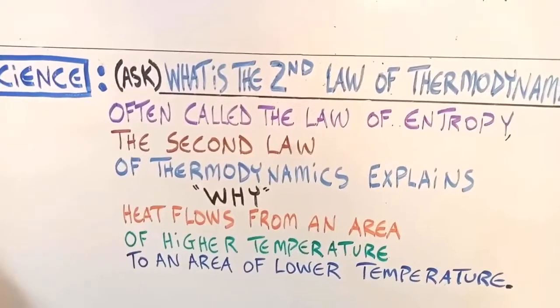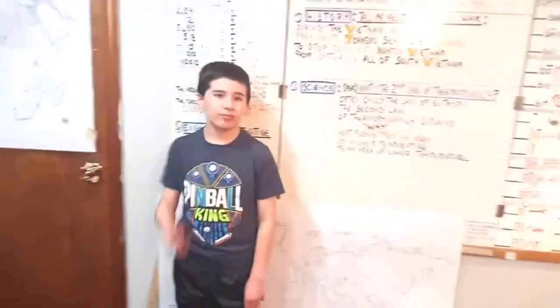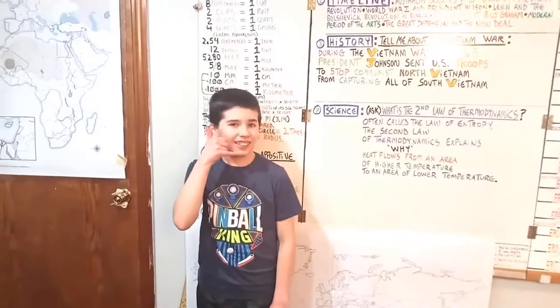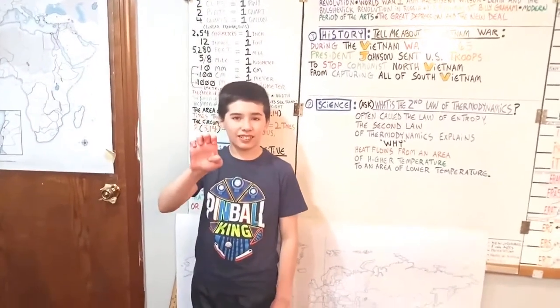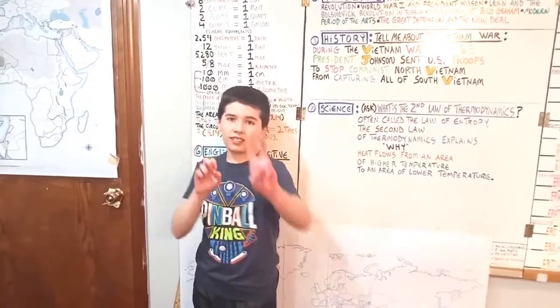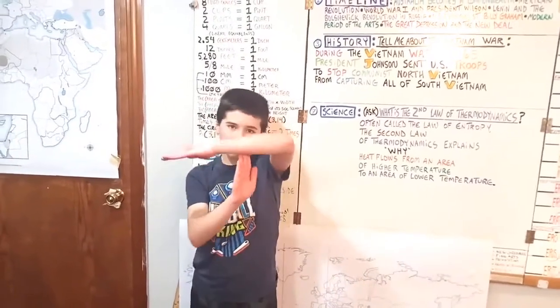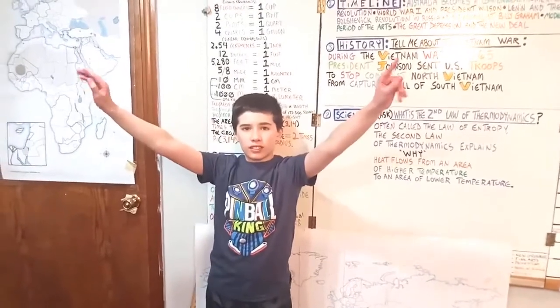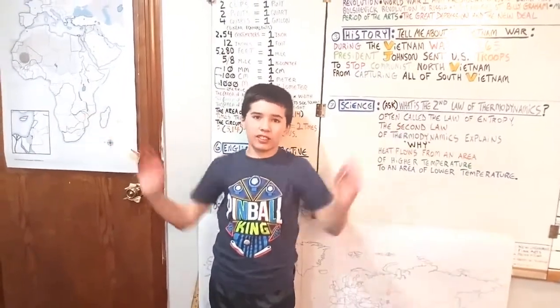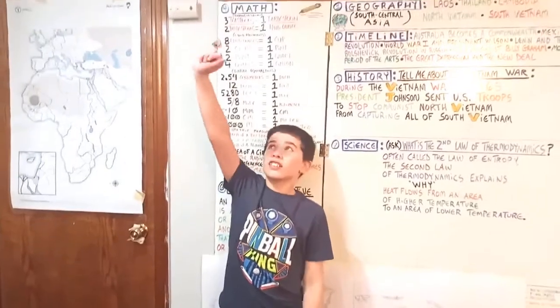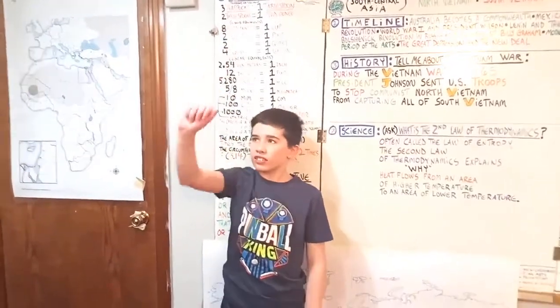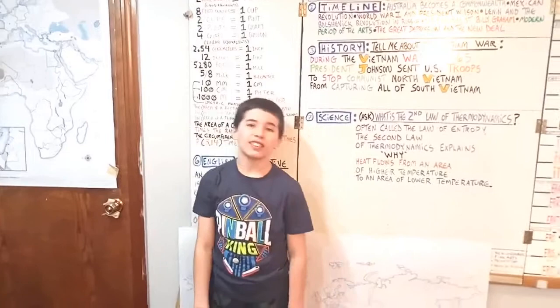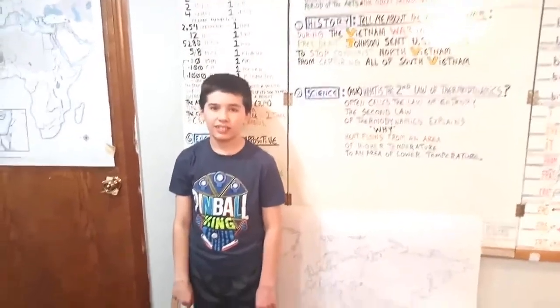Boom! The second law of thermodynamics. We're going to make a phone call, often called the law, L, of entropy. The second law of thermodynamics, make a T, explains, just like evangelize, explains, and then Y, heat flows from an area, make an A, of higher temperature to an area of lower temperature. We're going to use the song I Second That Emotion by Smokey Robinson.